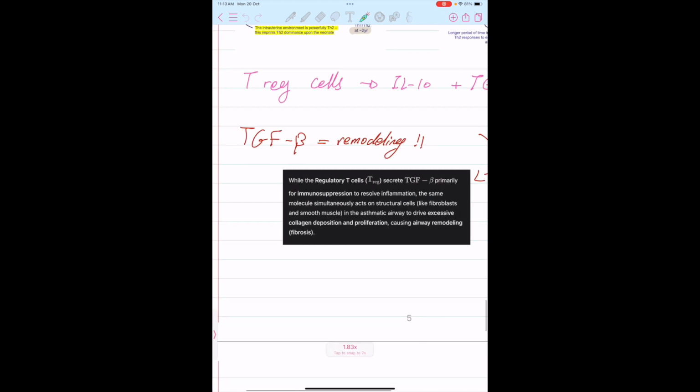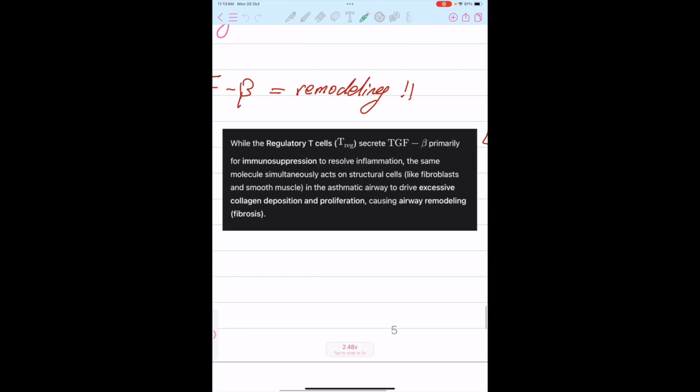So Treg cells also, we know that these are the brakes of the immune system, which will produce interleukin 10 and TGF beta. We said that TGF beta is there in remodeling. So how is it produced by T regulatory cells? The answer here is from ChatGPT. While T regulatory cells secrete TGF beta primarily, the immune suppression will resolve this inflammation.